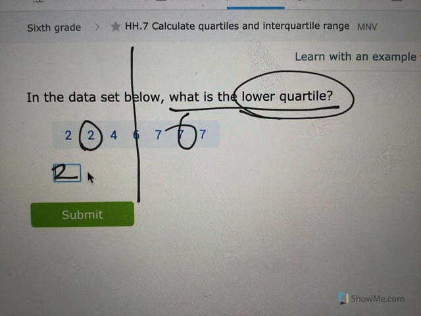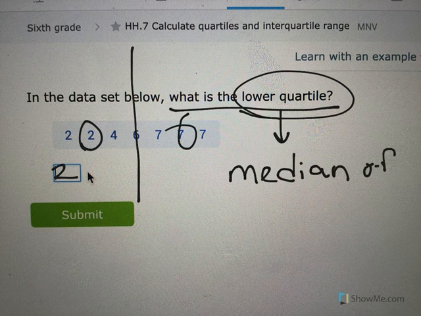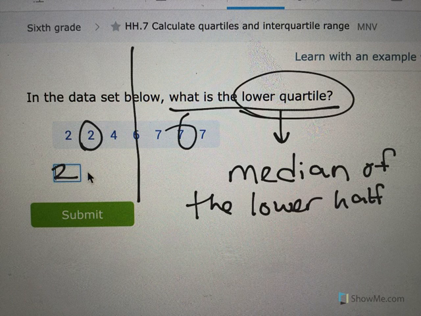So the lower quartile is the median, not the mean, the median of the lower half. And the upper quartile is the median of the upper half. So that's what you're doing when you're figuring out quartiles. Let's take a look at another problem.